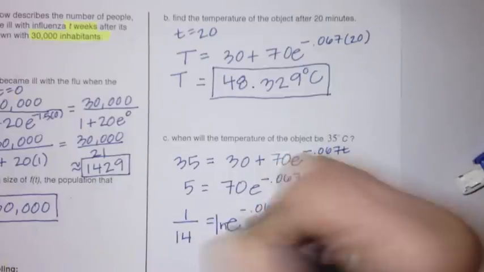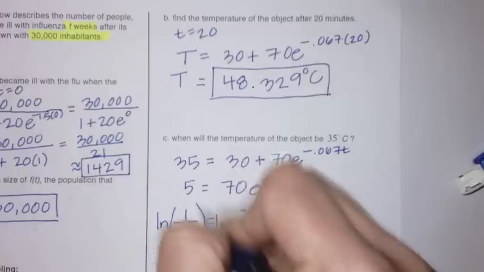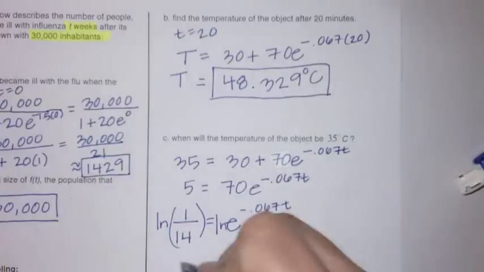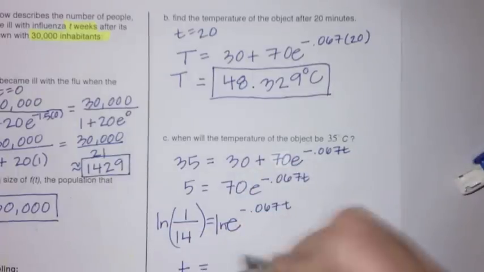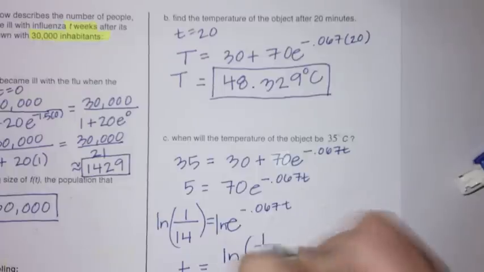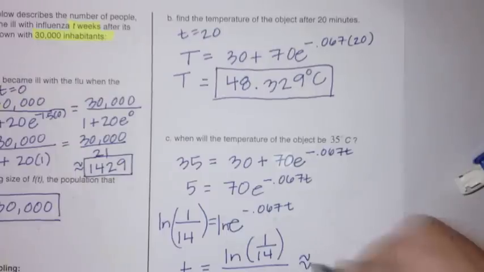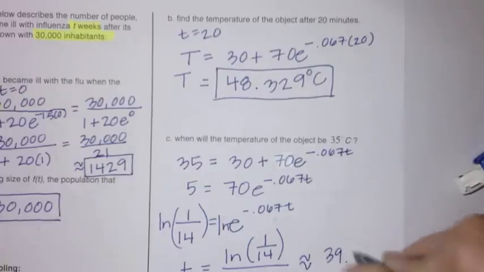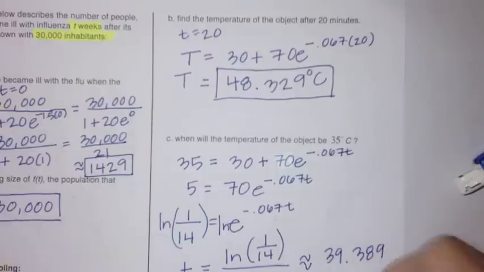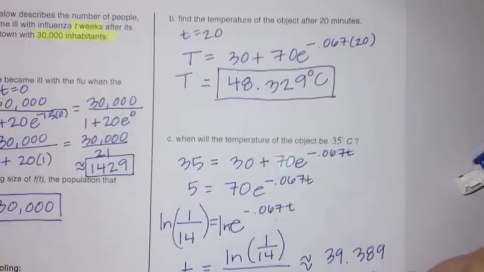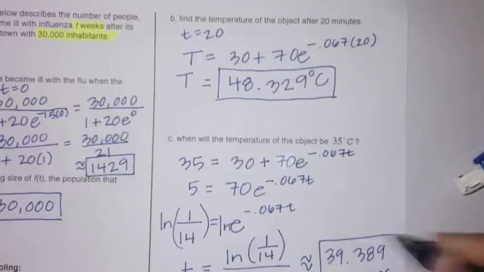Take the natural log of both sides, and we get that t is going to be equal to the natural log of 1 over 14 divided by negative 0.067, which is about, when you plug it into your calculator, 39.389 minutes. So in almost 40 minutes-ish, it'll be to that.